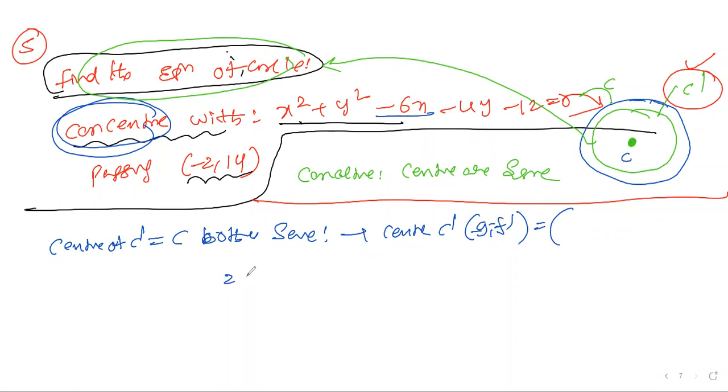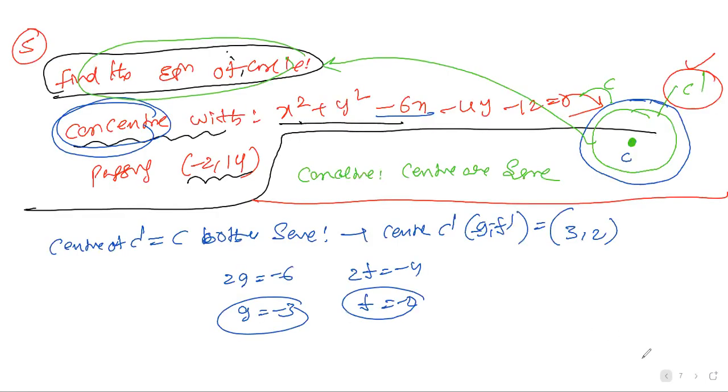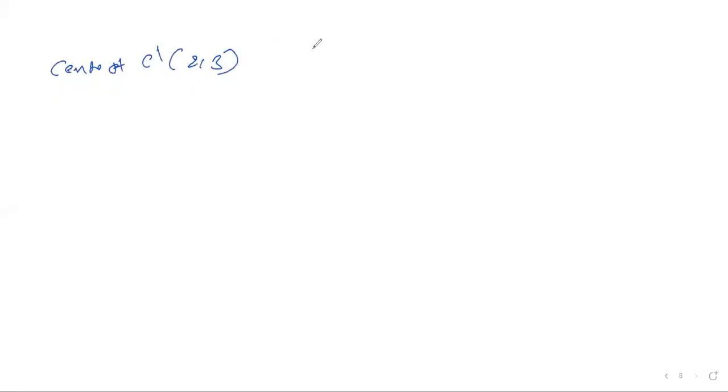After calculating, 2G is equal to minus 6, so G is equal to minus 3. 2F is equal to minus 4, so F is equal to minus 2. So minus G comma minus F is 3 comma 2, the center. Now we got the center of the circle. Both centers are the same, right? So the center of C dash is, am I clear, 3 comma 3 or 2 comma 3? I think it is 3 comma 2. Sorry for the inconvenience. It is 3 comma 2.